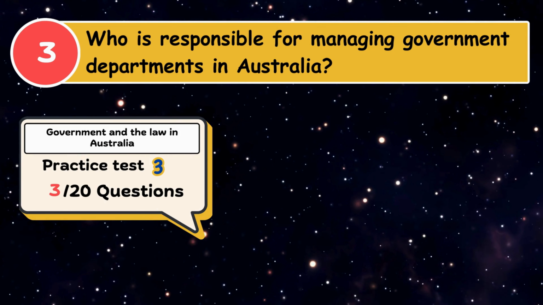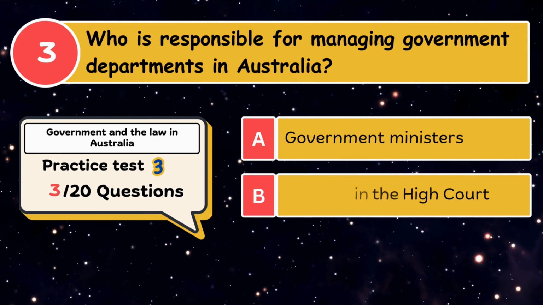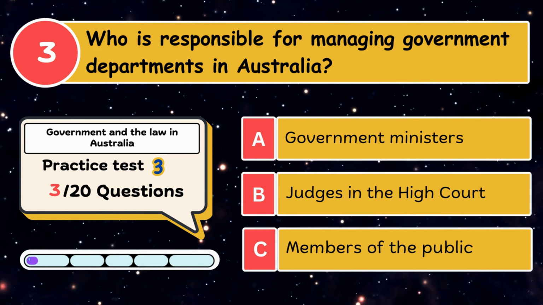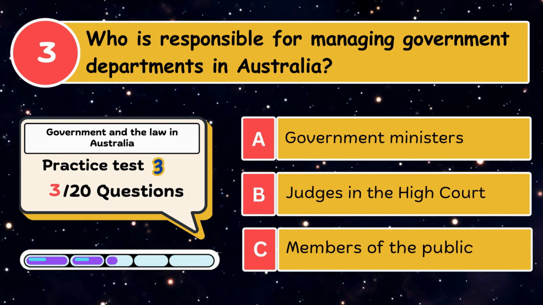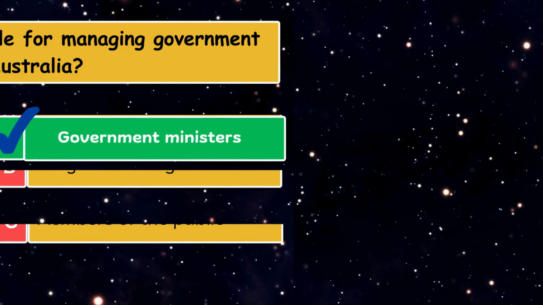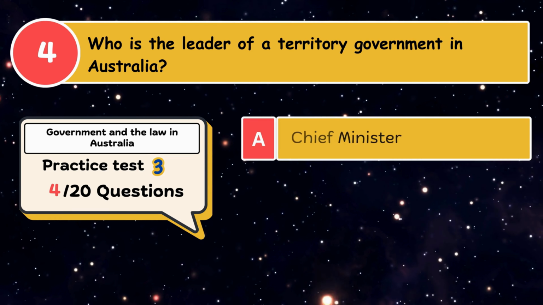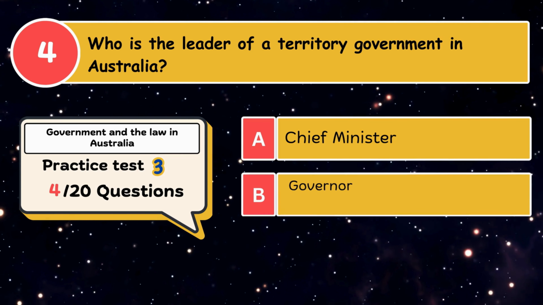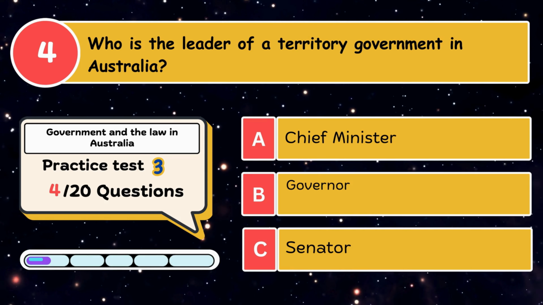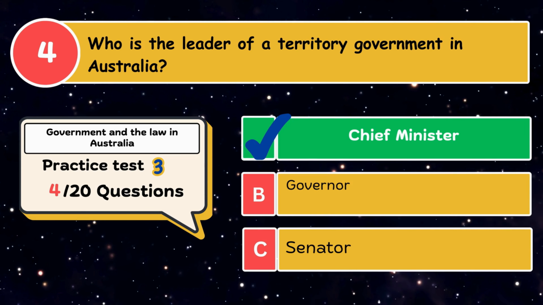Who is responsible for managing government departments in Australia? A. Government ministers. B. Judges in the High Court. C. Members of the public. The correct answer is government ministers. Who is the leader of a territory government in Australia? A. Chief Minister. B. Governor. C. Senator. The correct answer is Chief Minister.